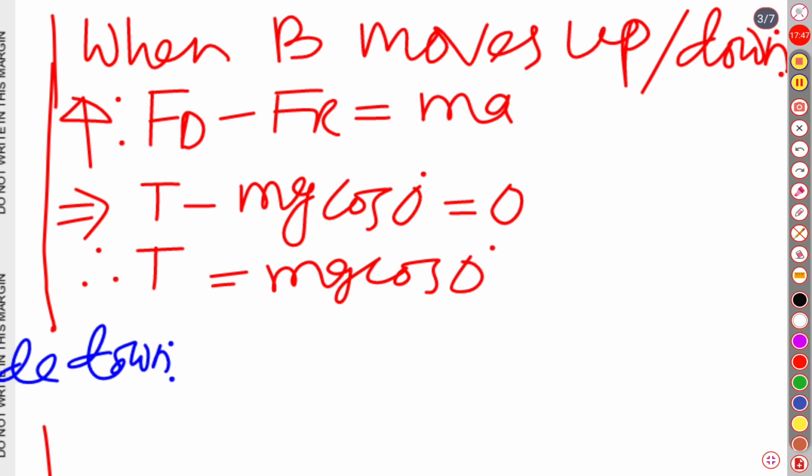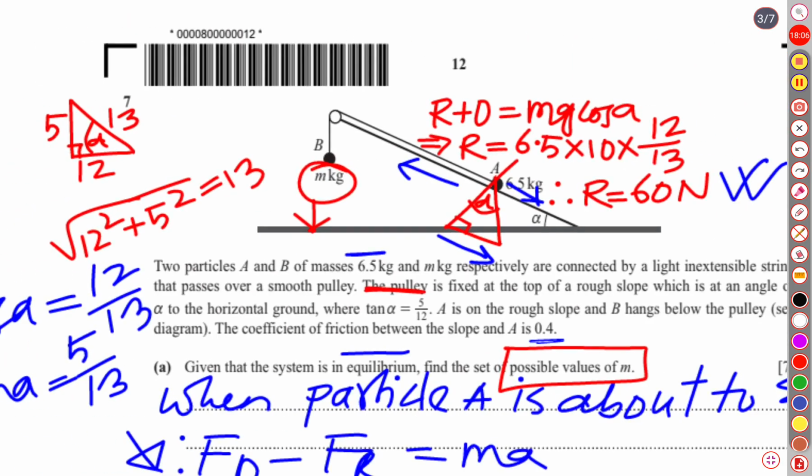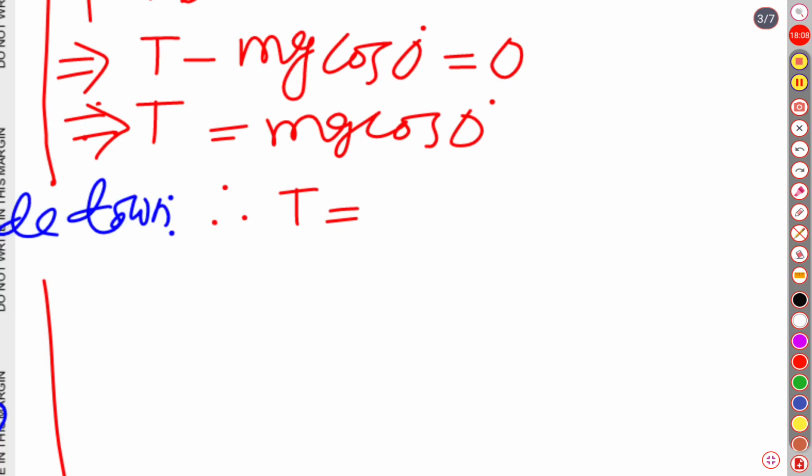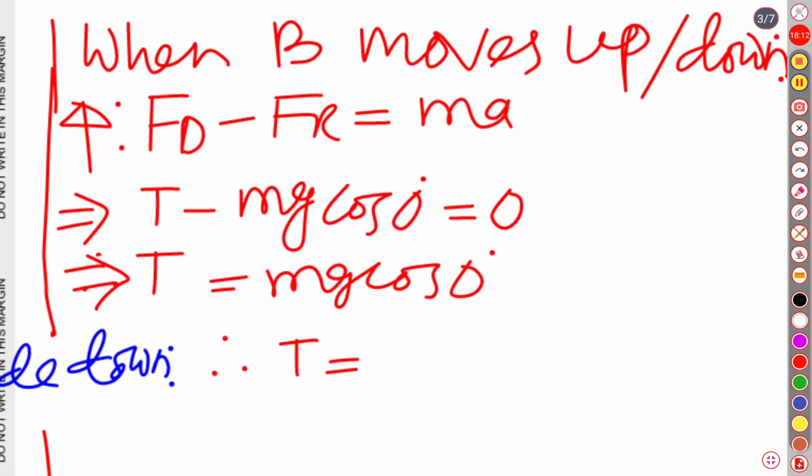Okay, so this is not the last step. It should be one more step. T is equal to the tension in the string of particle B. Look at this. The mass of particle B is m. Here it is uncertain, so let us write m into 10, that means 10m. And cos 0 degree is 1, so 10m times 1 is 10m. So tension in the string is 10m.